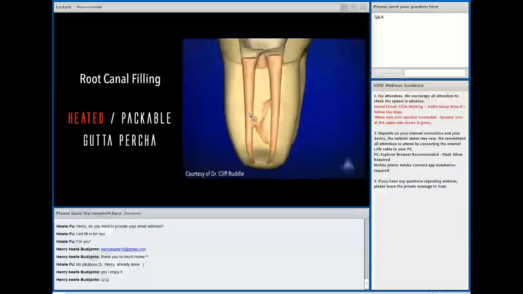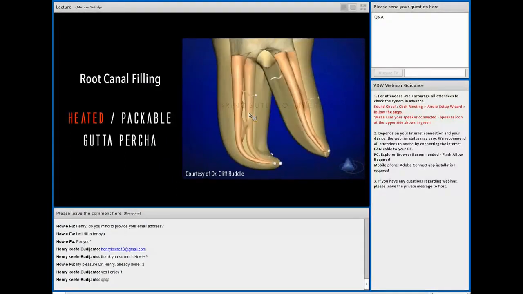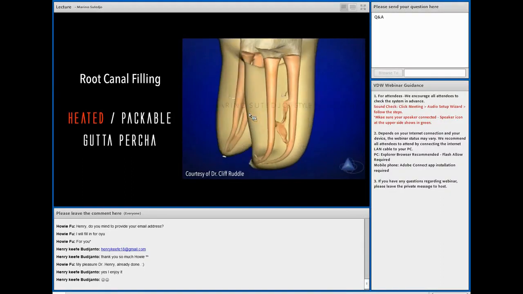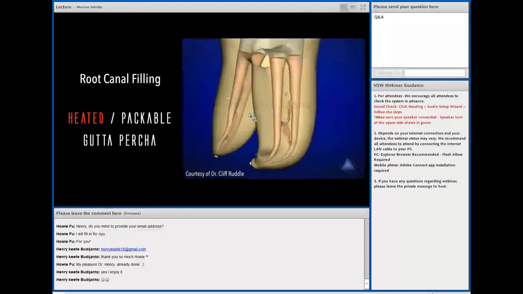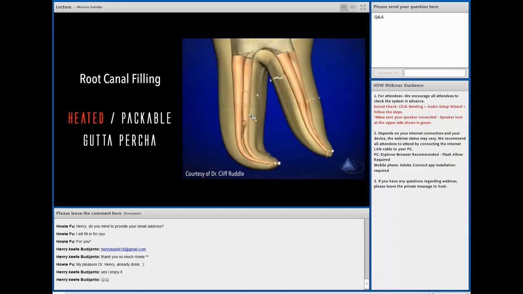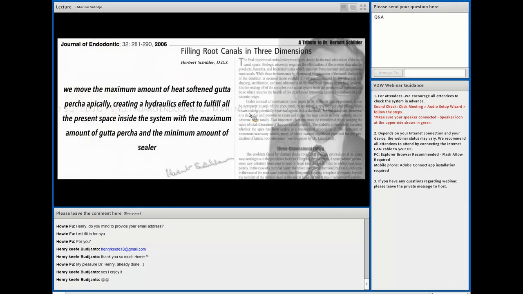So once again, in order to achieve what we know as three-dimensional obturation, Schilder said that we need something that can be plasticized. Because if we can plasticize, it means we can pack our gutta percha. So how can we plasticize gutta percha? Of course, by applying some heat. By doing warm vertical condensation, we apply some heat, and we can transform the softened gutta percha and move the maximum amount of the heat-softened gutta percha apically.